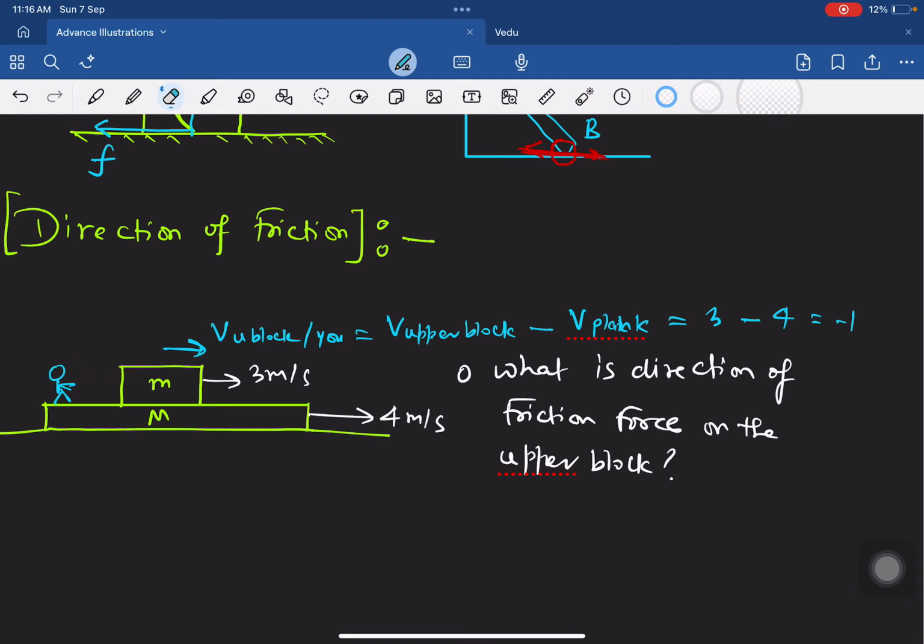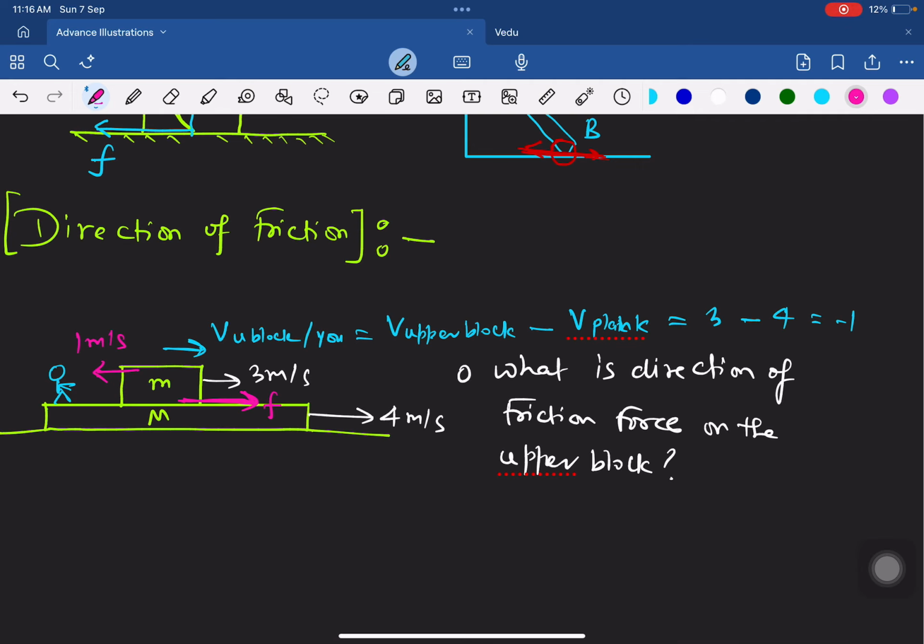So guys, let me write this down for you. Let me take some other color. This is the relative velocity of the upper block with respect to the plank. So the friction force F that will act on this block will be in the forward direction. So this is the direction of the friction force. I hope you understood how to find the direction of the friction force.